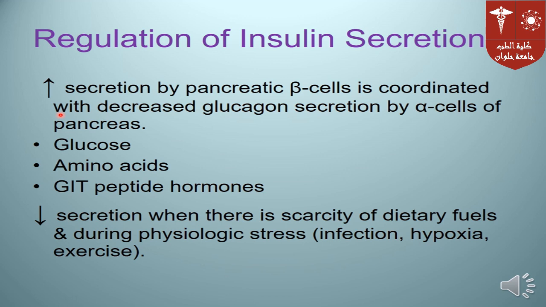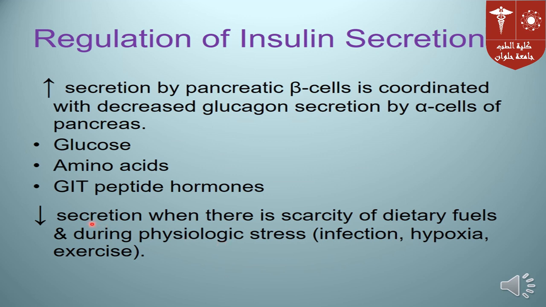الويل فات ستيت. اوكي، طب ايه اللي بيقلل السكريشن؟ when there is scarcity of dietary fuels. scarcity يعني قليل، مفيش اكل. اوكي، and during physiological stress، لما يبقى فيه شويه stress، physiological stress، زي في حالات الانفكشن، حد عنده اي infection، hypoxia، يعني الاكسجين is low level of oxygen، الناس اللي عندها respiratory distress، يعني exercise، حد بيعمل exercise، كل الكلام ده بيقلل الانسولين secretion. اوكي.